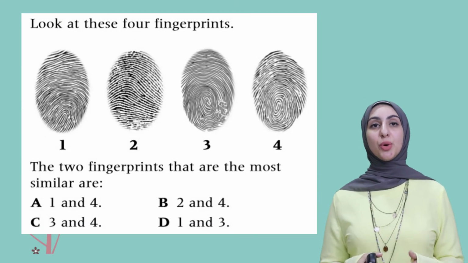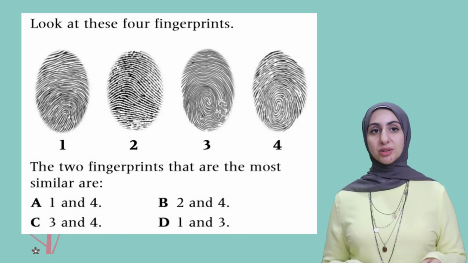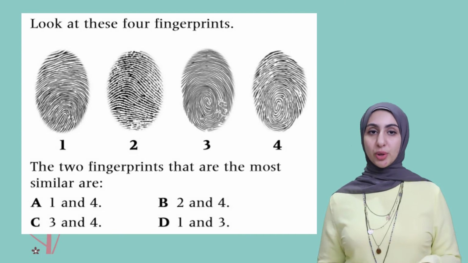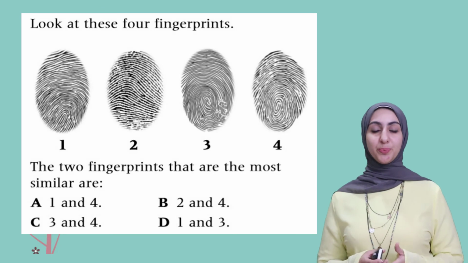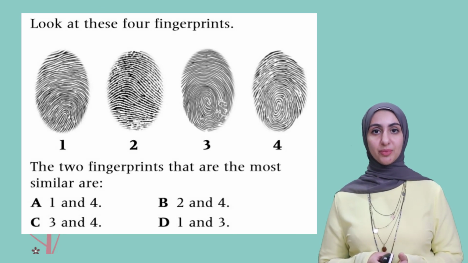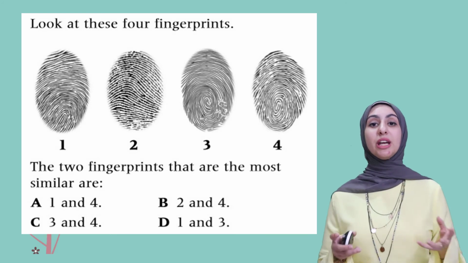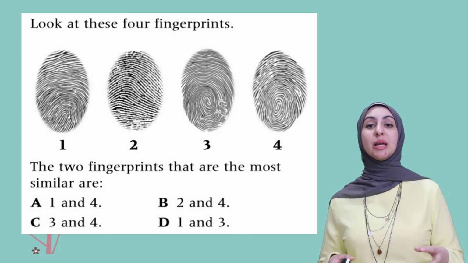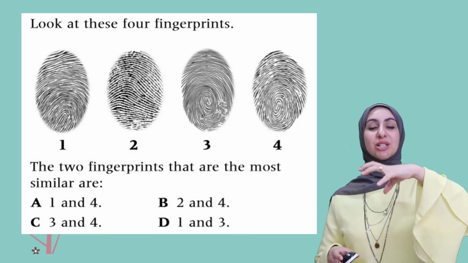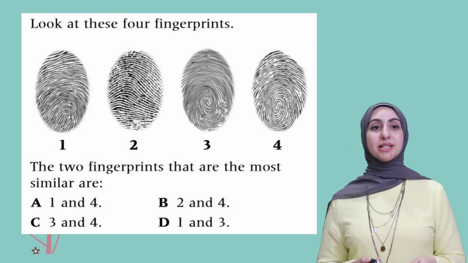Okay, look at these 4 fingerprints. The 2 fingerprints that are the most similar are 1 and 4, 2 and 4, or 3 and 4, or 1 and 3. Look at their shape. Yes, it's only 3 and 4 most similar, because if we look at them we will find their shape like circles, which is increasing, right? So here we have 3 and 4 are similar.